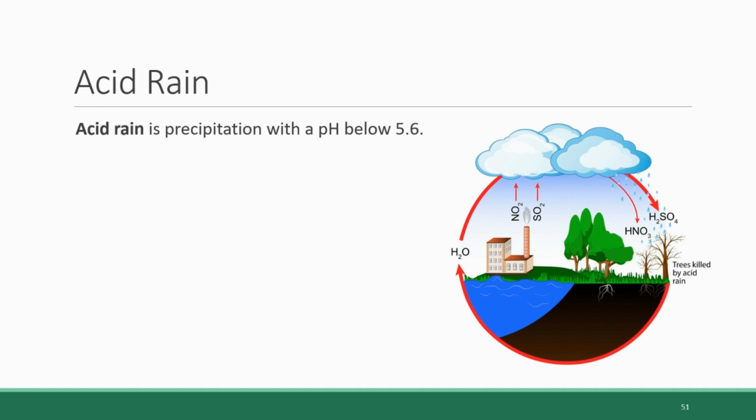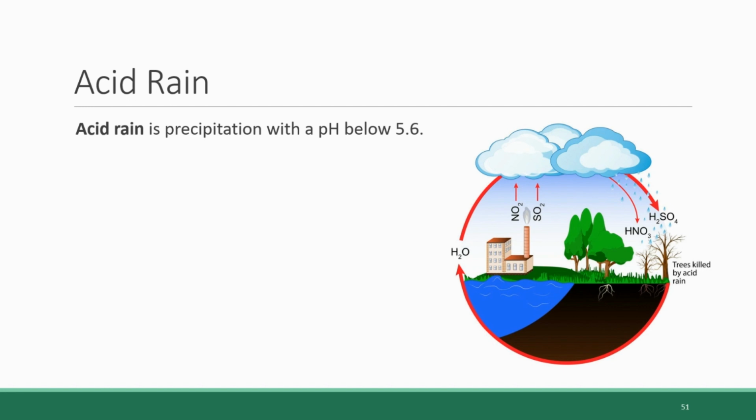So normally rain is slightly acidic. Normally rain has a pH of about 5.6 because water droplets in the atmosphere will dissolve some amount of carbon dioxide gas and it will turn into carbonic acid in those water droplets. So rain with a pH of about 5.6 is normal and not a problem.